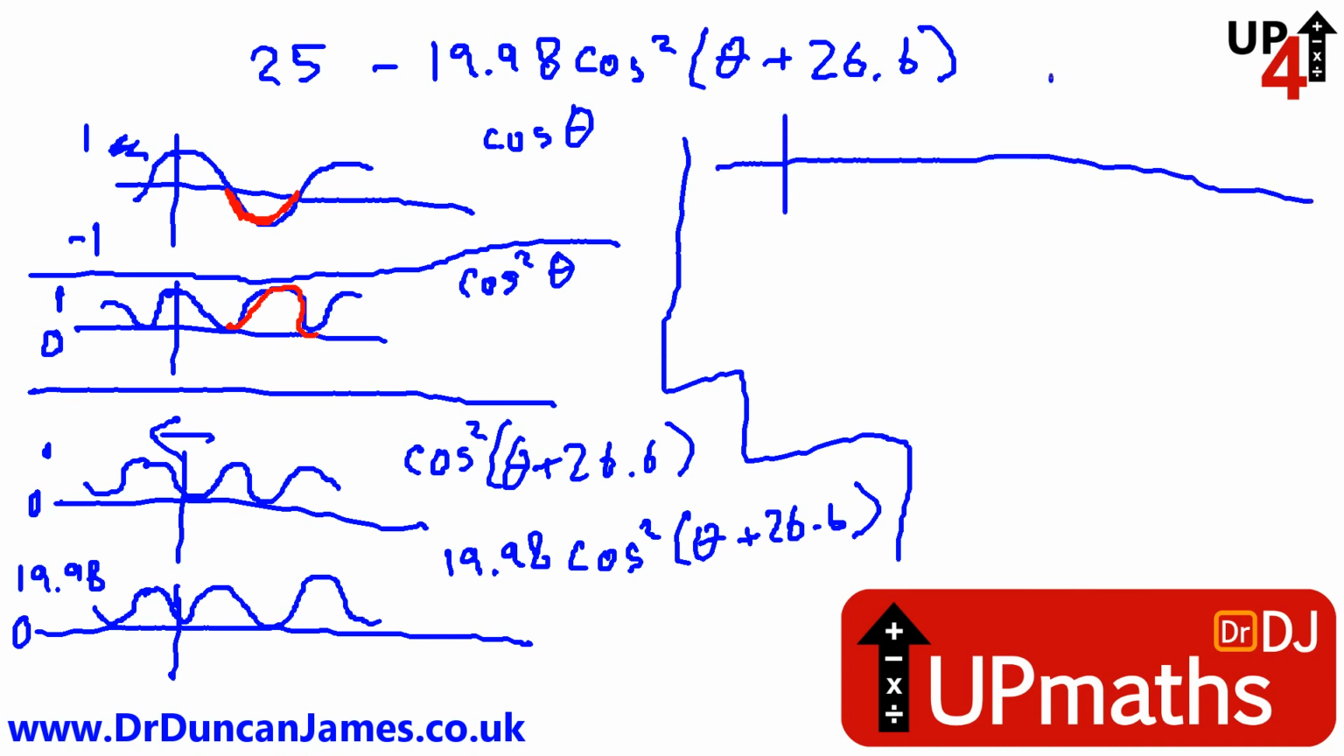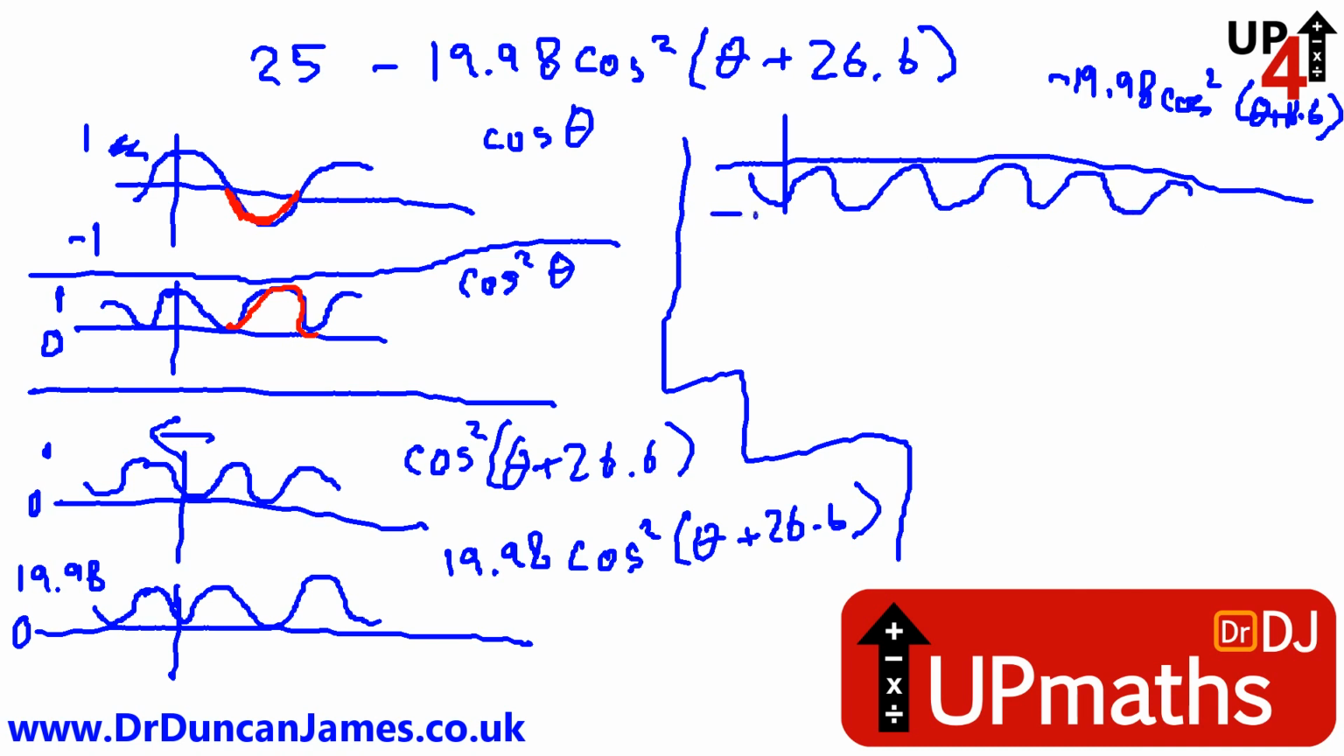Now we're going to do minus 19.98 times cos squared theta plus 26.6. Well, it's just reflecting in the x-axis, so it's just going to look like this. Again, this is pretty rough and ready, but it's okay. It's not exactly that, but hey, it's fine. So minus 19.98 has now become the minimum, and the maximum has become 0.